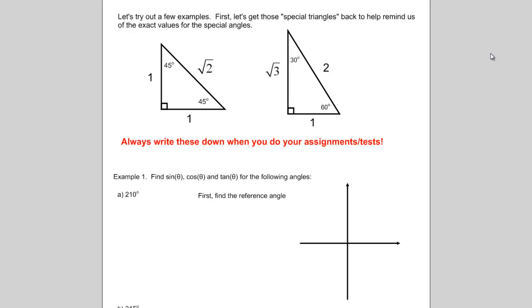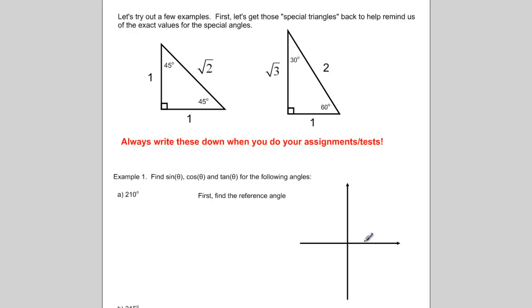So let's just quickly do a couple more examples. I've written the special triangles at the top just to help us out. Let's start with 210 degrees. I'm going to find the sine, cosine, and tangent of 210 degrees. Of course, our first step, let's draw out where our terminal arm will be.